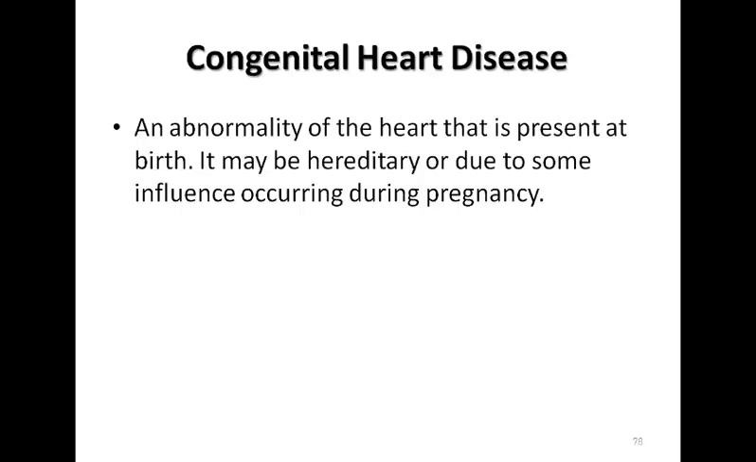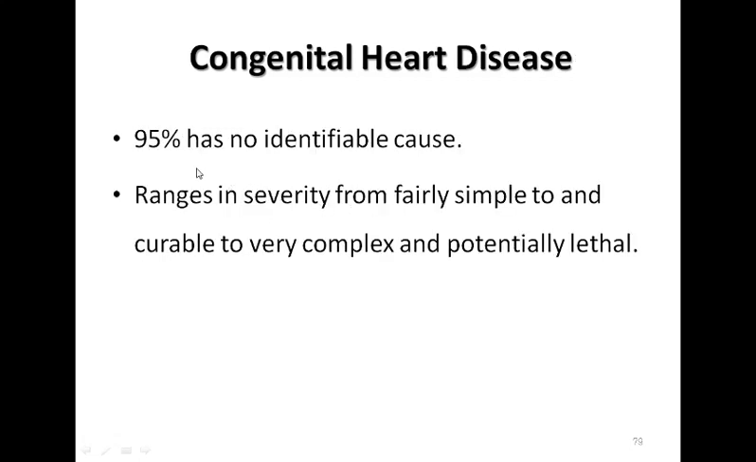Now let's move to adult congenital heart disease. This is a common condition again. People think congenital heart disease is only in children, but a lot of adult patients are there with congenital heart disease. Congenital heart disease is an abnormality of the heart that is present at birth. It may be heritable or due to some influence occurring during pregnancy. 95% of cases have no identifiable cause. They range in severity from fairly simple and curable to very complex and potentially lethal types of congenital heart disease.